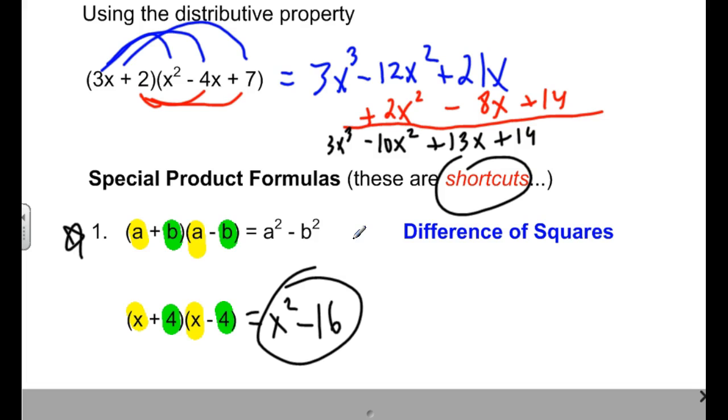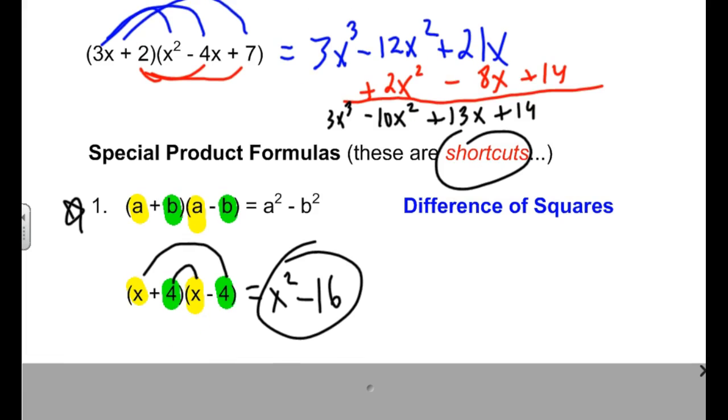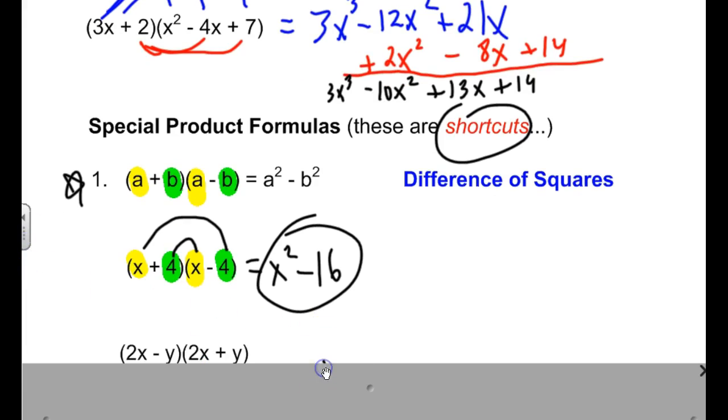Saved a little time. The reason that works is because if you do inside and outside and add those together, guess what? 4x plus negative 4x cancels out. When it's in this form, it's always going to do that. It's always going to cancel out really nicely there.